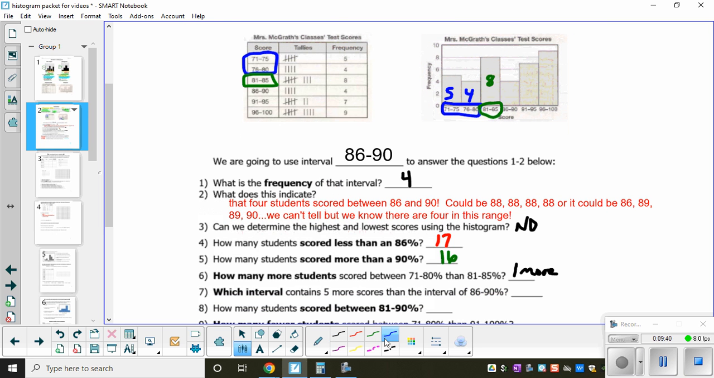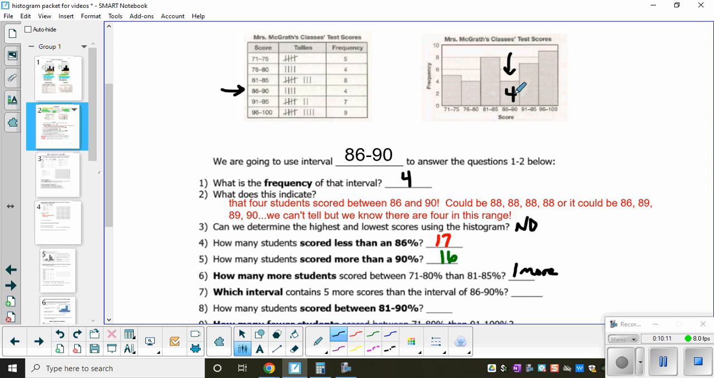All right, another question I could ask is which interval contains 5 more scores than the 86 to 90 interval? So let's find the 86 to 90 interval, and we can find it in both places. 86 to 90 is right here, and 86 to 90 is right here. So which interval has 5 more scores in it than this category? Now this category has 4 students. So we want to find a category that has 5 more in there.